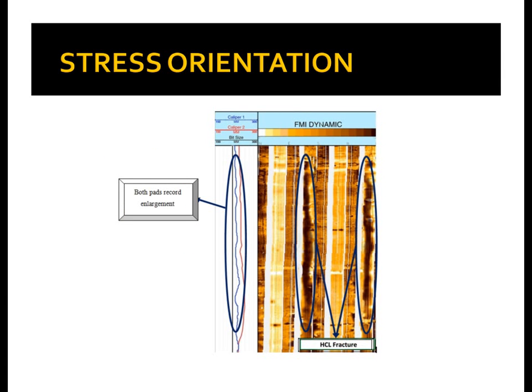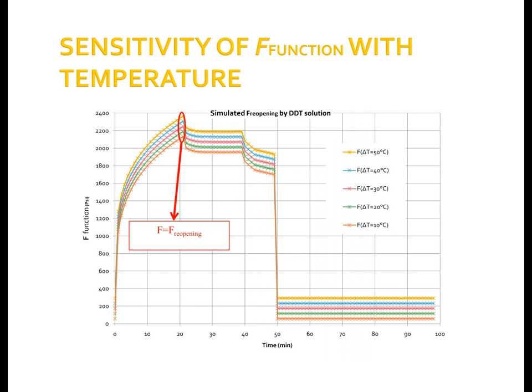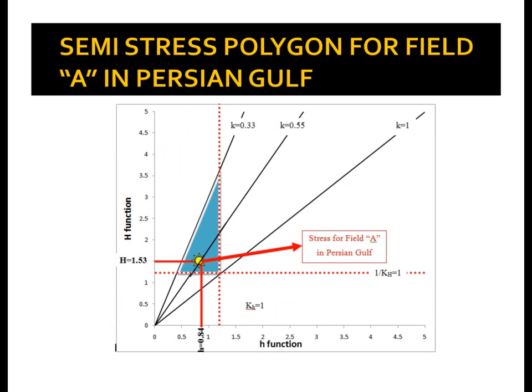HCL-based fracturing has implications in stress orientation measurement as well, as illustrated in the model. The FMI caliper records deviation from bit size, and on the other hand, the dark parallel lines are thick lines which specify the direction of maximum horizontal stress. This graph verifies the sensitivity of DDT formulas to temperature in acid fracturing.